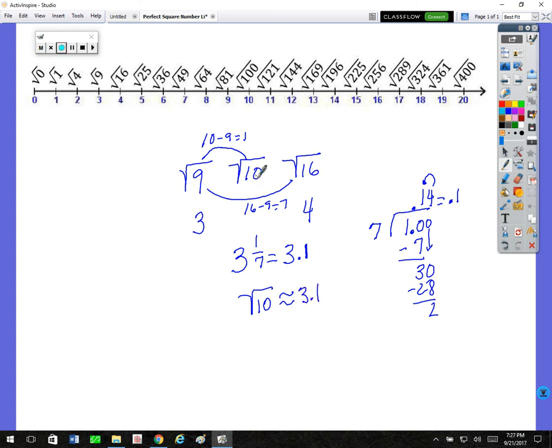Okay, if you'll look up here, 10 is really close to 9, isn't it? So it's closer to 9 than it is to 16. So if I was to put it on the number line, I probably would have put it somewhere about right there. And all we're doing is making our fractions. All right, let's try another one.